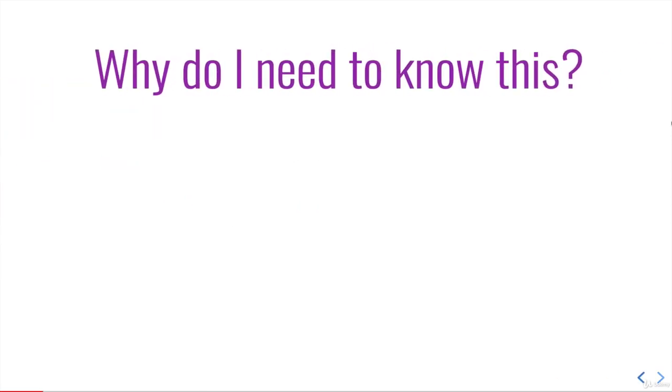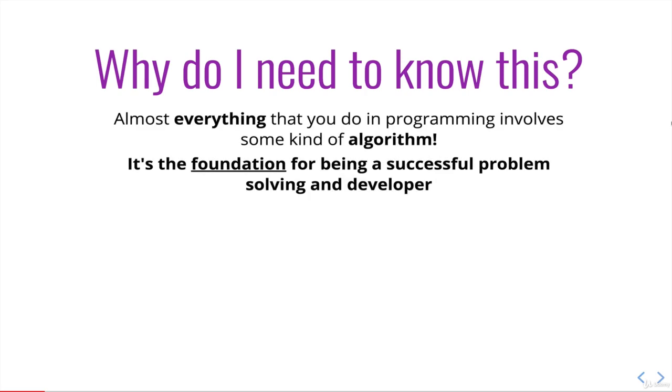Anyway, why do you need to know this? Well, hopefully this is sort of clear already. Almost everything that you do in programming involves some sort of algorithm. Whether it's super basic things that you're doing or you're building a complex application, you have to make these decisions. You have to come up with a way of solving problems. So this stuff is super important.